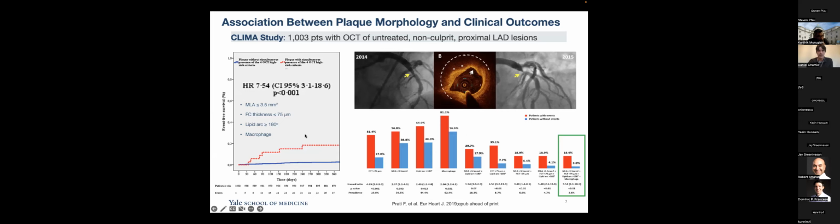risk of events, which was higher, at 7.5% at the end of the first year, if you have four of the major components: an MLA less than 3.5 square millimeters, a fibrous cap thickness of more than 75, so 10 micrometers above the pathological description by Virmani, a lipid arc greater than 180 degrees, and inflammation through macrophage infiltration. So if you have the combination of these four phenotypes, the risk of events in the first year is pretty high, 7.5%.